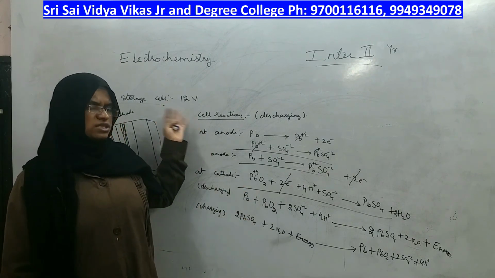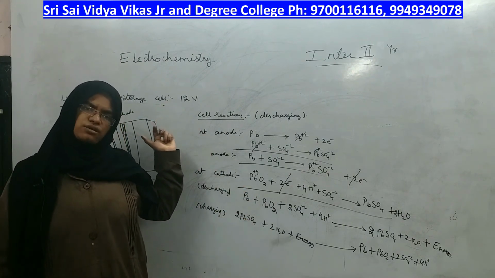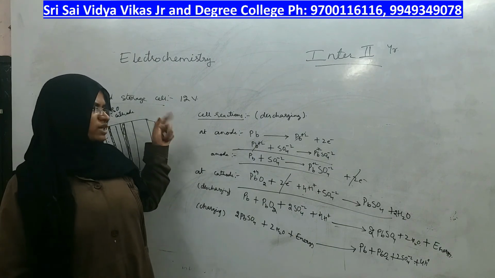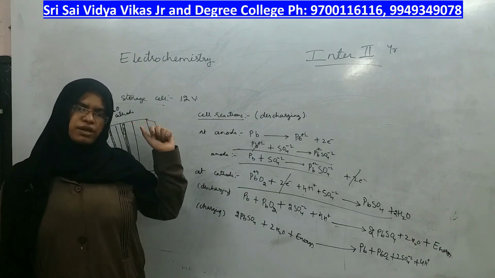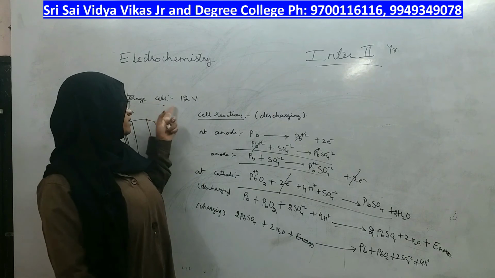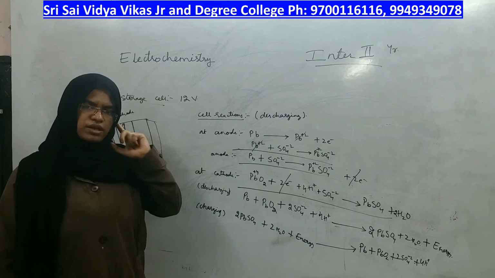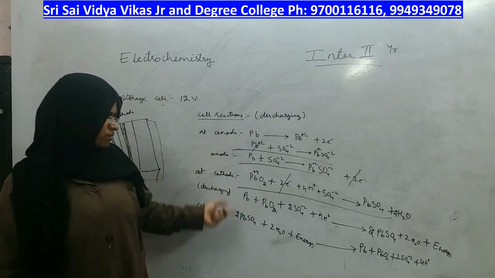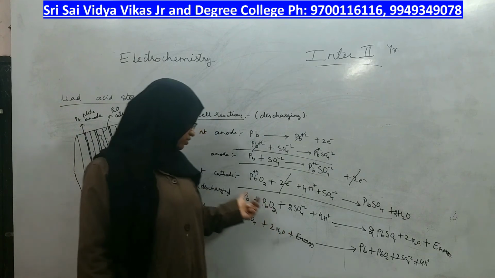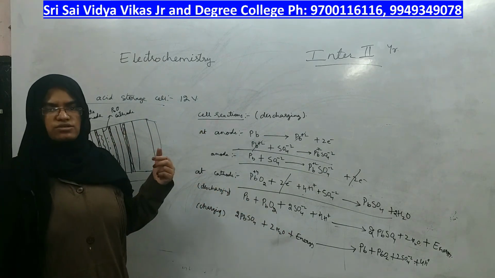Therefore, this is a secondary battery, also called a storage cell, and it provides larger voltage compared to the primary cells. Its voltage will be higher than the primary cells. Okay, please copy down the total reactions including charging and discharging, and let us go to the next cell.